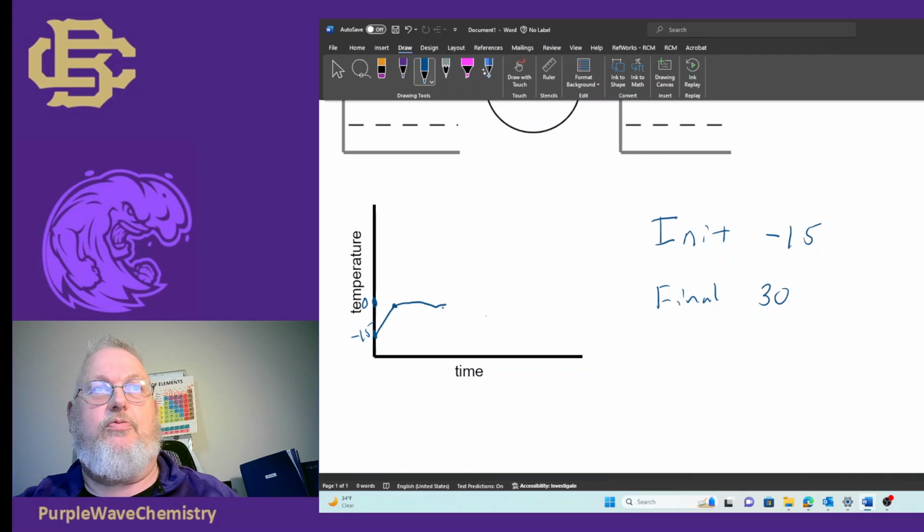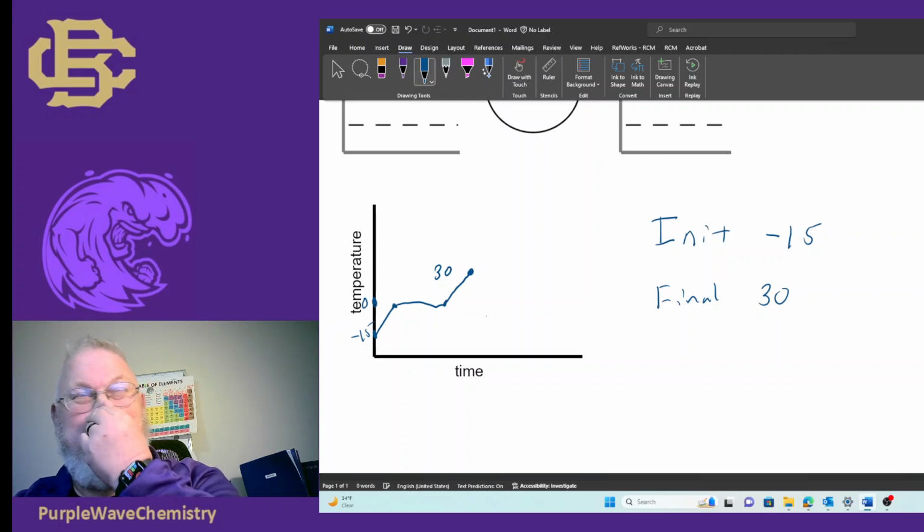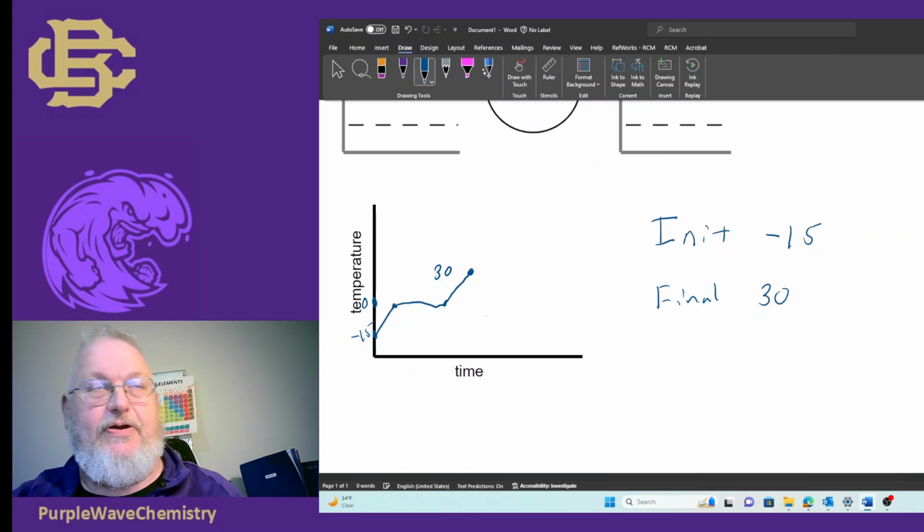Then it's going to raise up to what? 30. And right now we're just going to hang out there because we're not adding any more heat to it. Say we're like in Mexico or something and it's really hot there. All right, and so that's almost room temperature. It's not, but let's say it is.